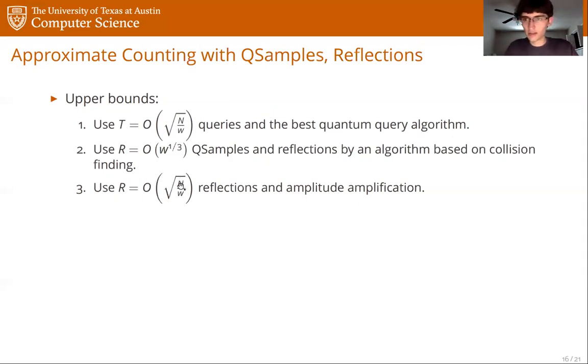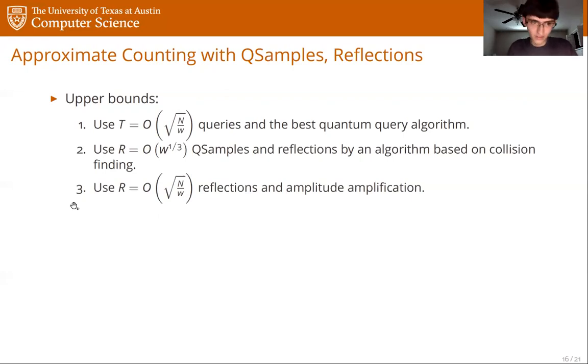And finally, there's an algorithm that's actually basically just this first algorithm in disguise, but where you replace the query oracle with this reflection oracle, and this turns out to work. This reflection oracle turns out to be sufficient to do amplitude amplification, which lets you do approximate counting using root N over W queries.